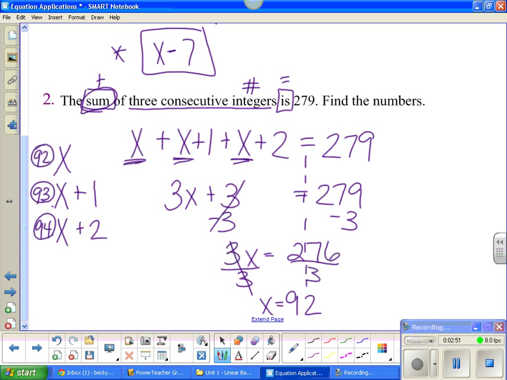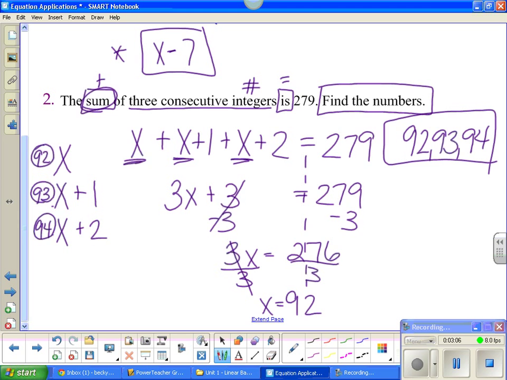Then you've got to go back and read the question. Sometimes they want all 3 numbers. Sometimes they want the smallest one. Sometimes they want the biggest one. This says find the numbers. So it wants all 3 numbers. So it wants 92, 93, and 94. So that's your answer.